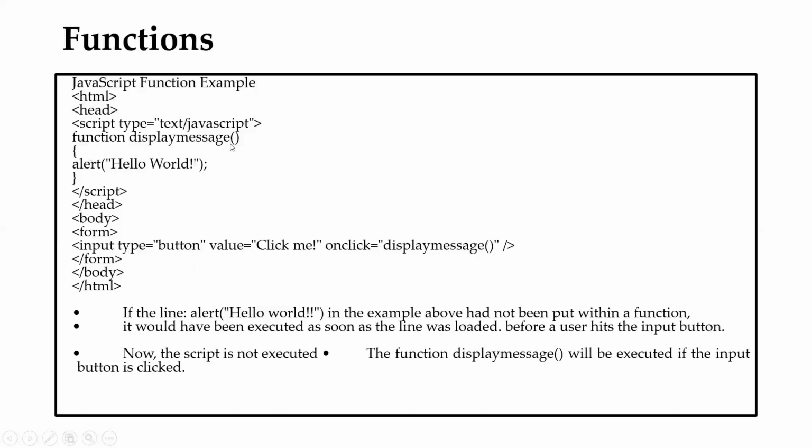The function name is displayMessage, within the head section. So first we need a script element and the function's definition. The function name is displayMessage. In the alert, the alert message will be displayed. This alert message will be displayed when the input button, click me, is pressed, so on click, displayMessage. When the user clicks the push button, the displayMessage function is called, and in the displayMessage function, the alert box will be displayed in the browser.